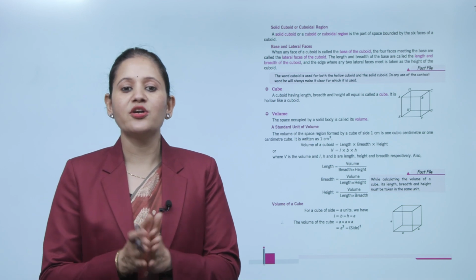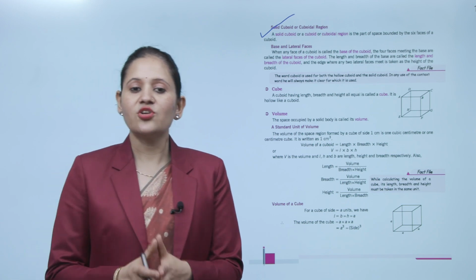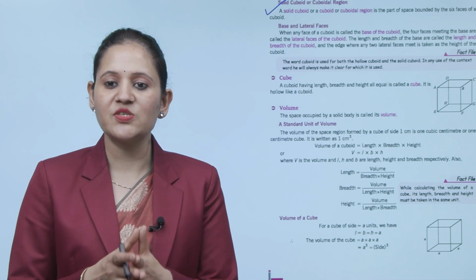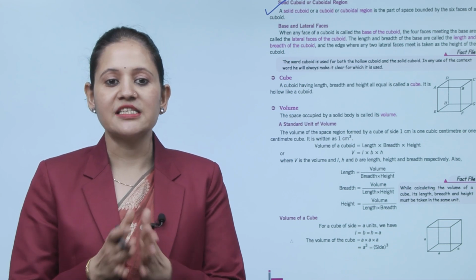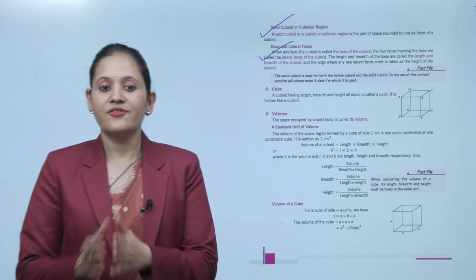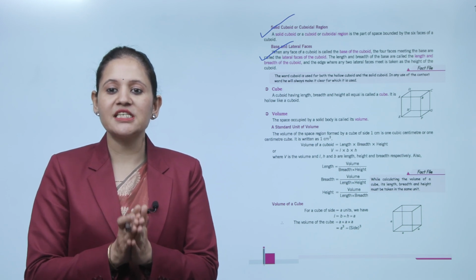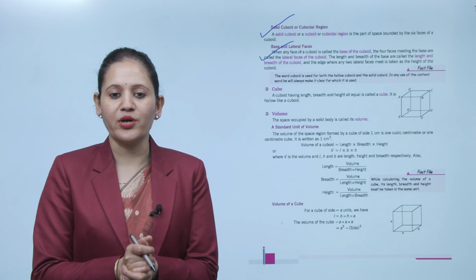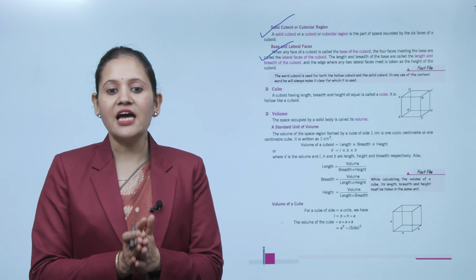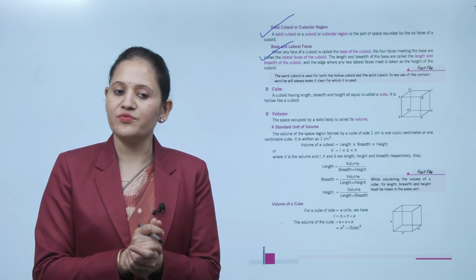Next is solid cuboid or cuboidal region. A solid cuboid or cuboidal region is the part of space bounded by the 6 faces of a cuboid. Next is base and lateral faces. When any face of the cuboid is called the base of the cuboid, the 4 faces meeting at the base are called the lateral faces of the cuboid. The length and the breadth of the base are called the length and breadth of the cuboid. And the edge where any 2 lateral faces meet is taken as the height of the cuboid.